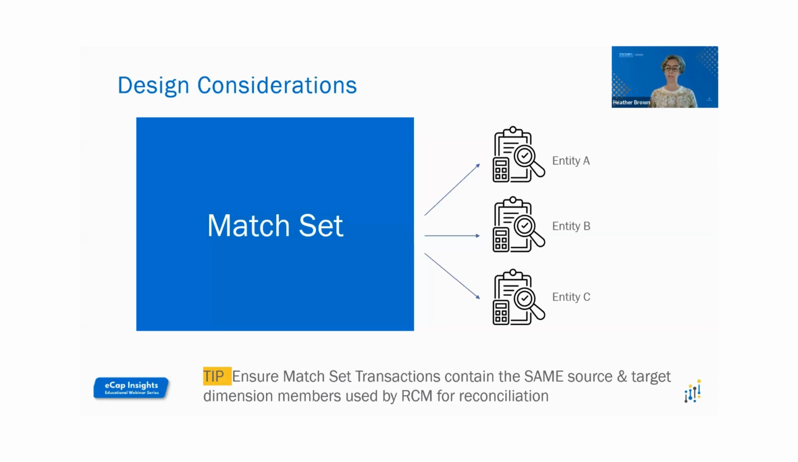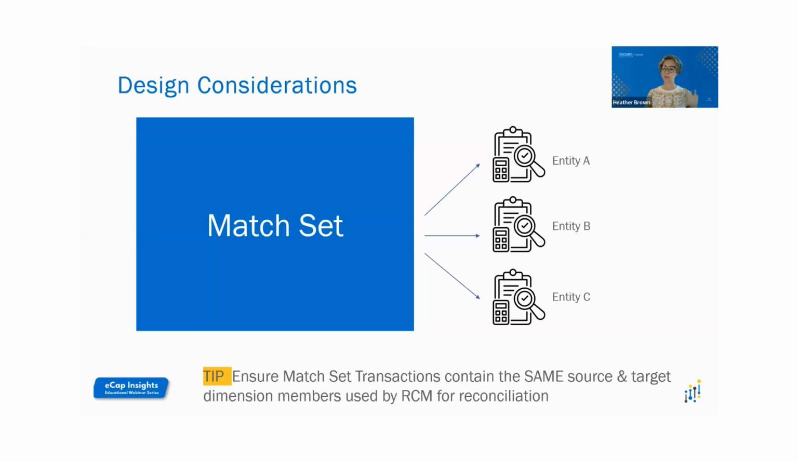target dimension members match exactly the values that exist within RCM, because that's how OneStream creates the relationship between TXM and RCM. It uses the source and target dimensions in TXM and looks for the reconciliation that has those same source and target dimensions in RCM.